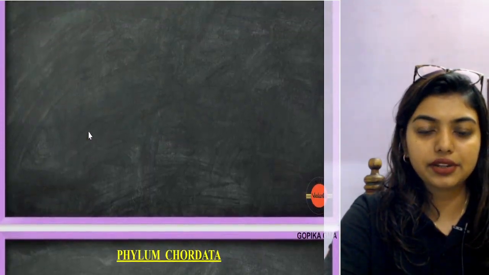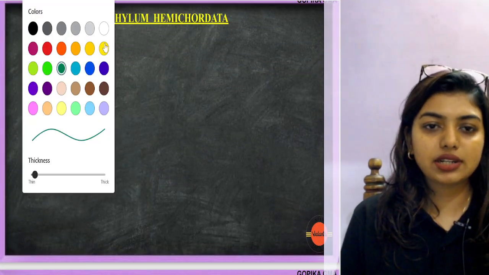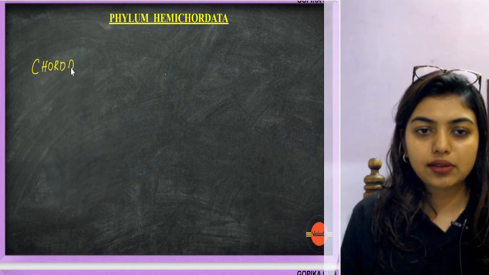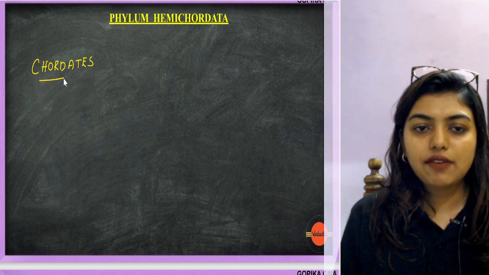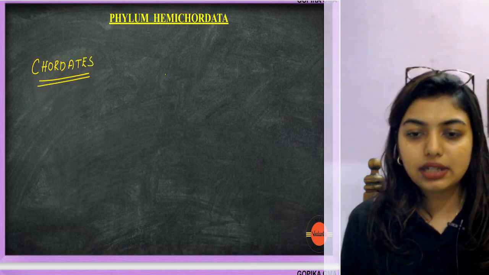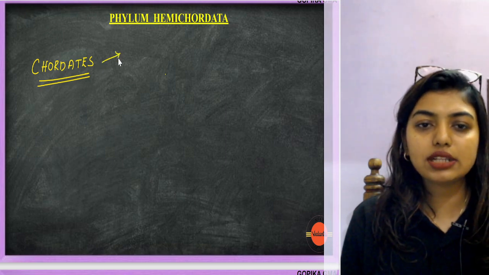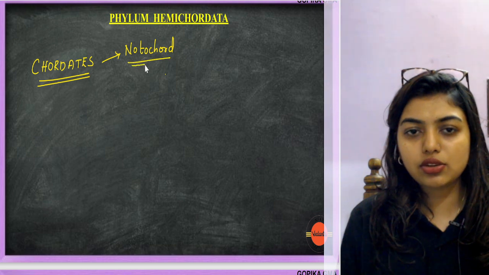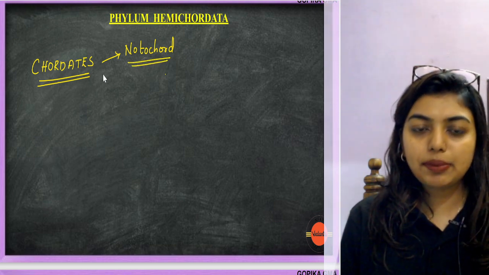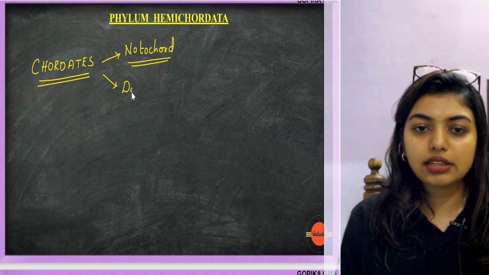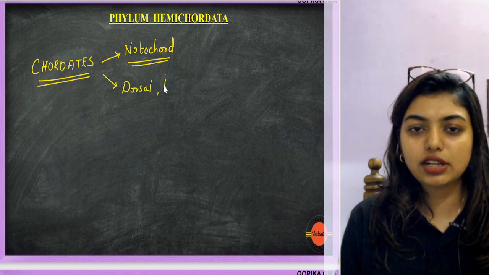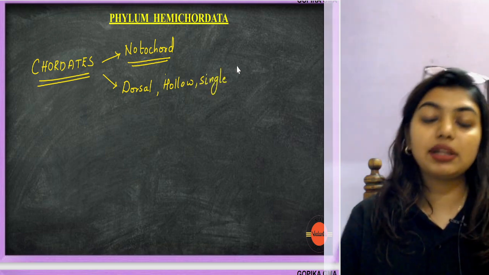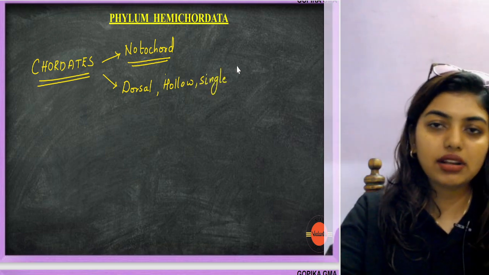Here hemichordates is written, which I've already written in the other PPT. But look here, chordates. If I write about chordates, you have to immediately understand that chordates are the ones who have notochord. Yes or no? Correct. Next special thing is our central nervous system is dorsal, hollow, and single. But on that side everything is double, ventral and solid.